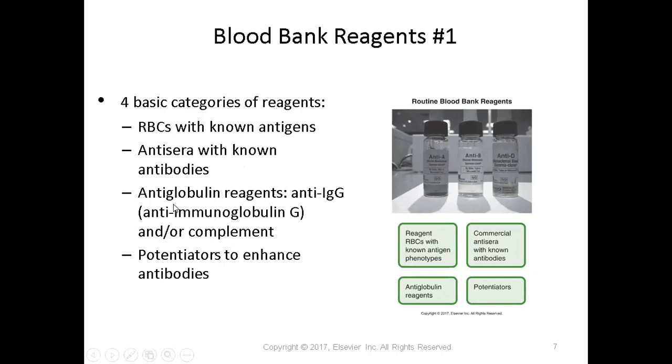There are also antiglobulin reagents. These are antibodies that are actually directed against human IgG and or human complement. And then lastly, potentiators are reagents that we use in our test system to enhance antibody and antigen interactions in some way. So we'll be overviewing all of these today.